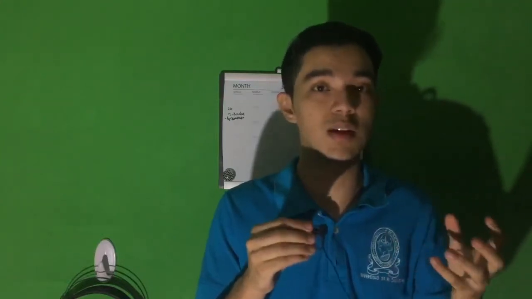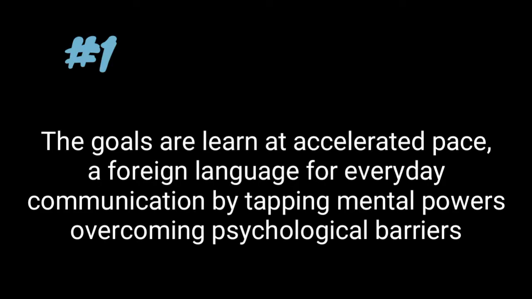Well, now that we have learned what the Suggestopedia method is and its origin, we need to know the principles of Suggestopedia. For this, I have selected 5 principles. The first one says, the goal is to learn a foreign language at an accelerated pace for everyday communication by tapping mental powers and overcoming psychological barriers.